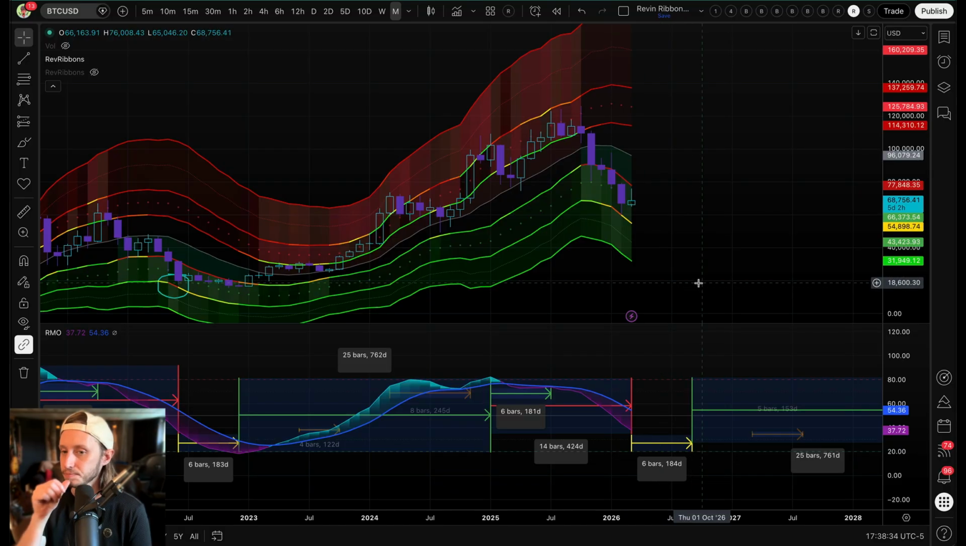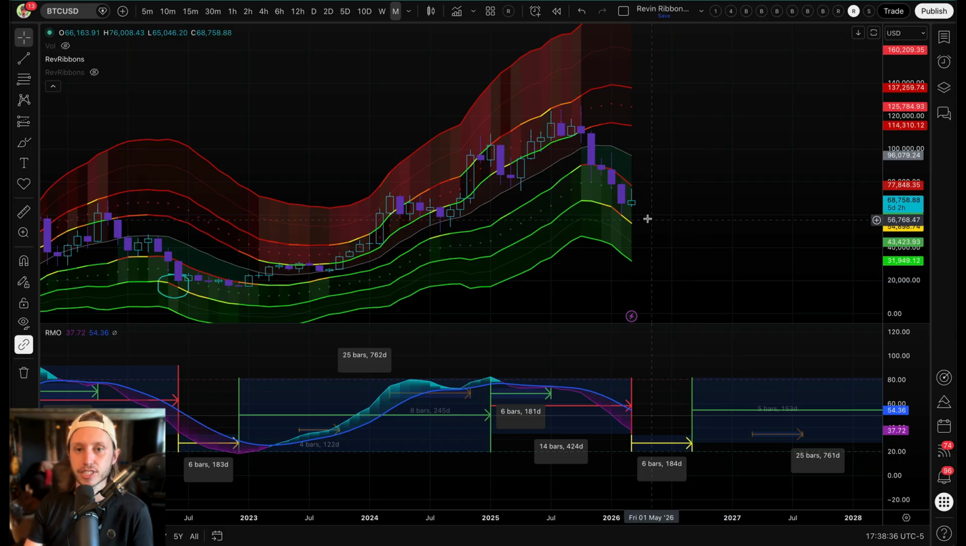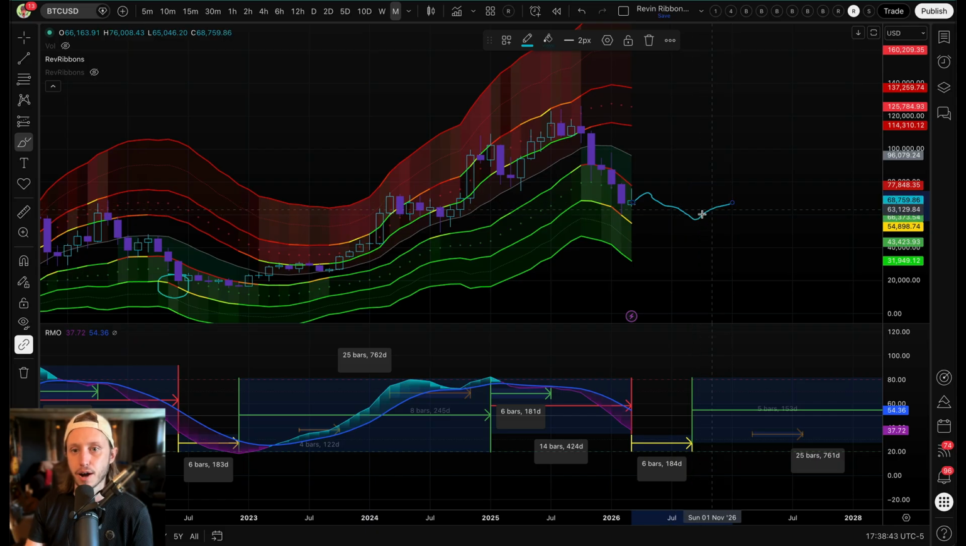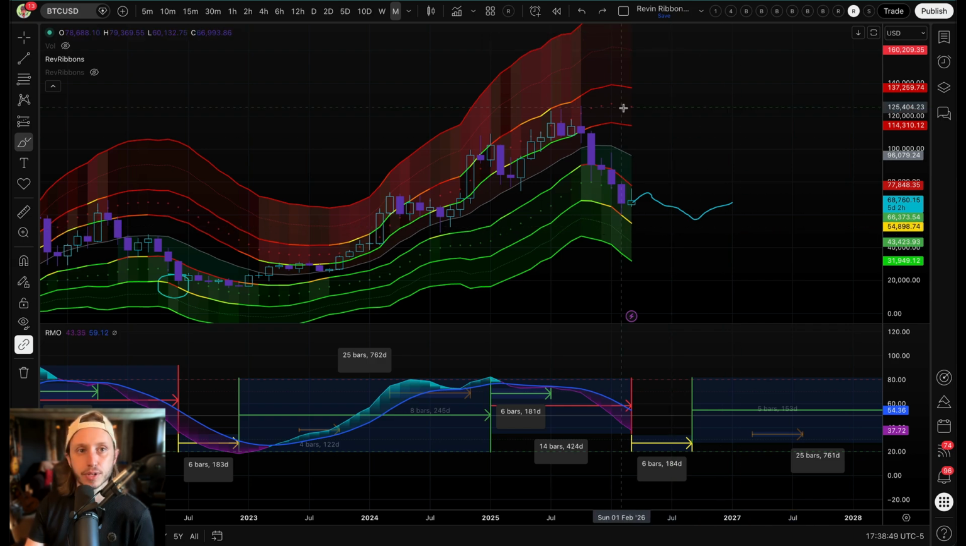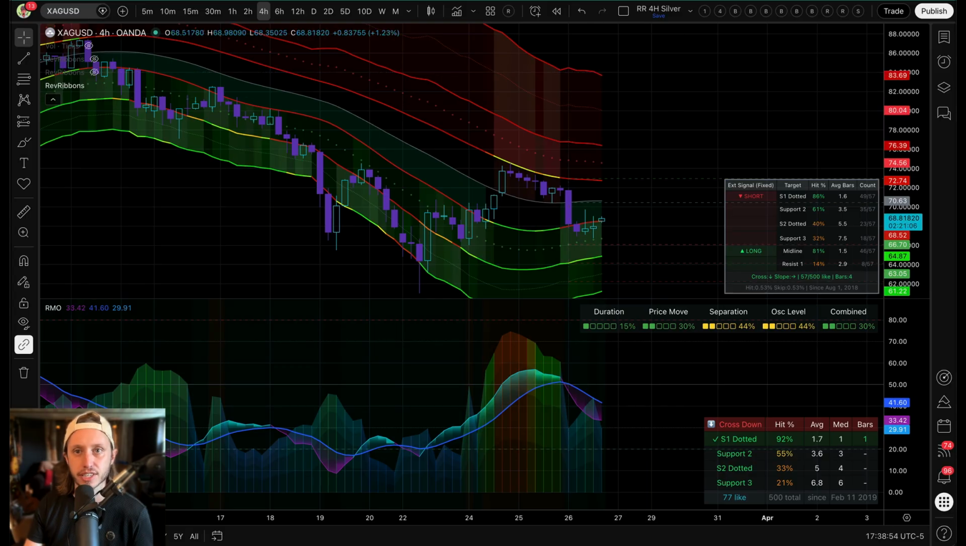September to October is generally what I'm looking at for sideways, maybe a little bit down, and then we'll probably see our bottom put in. I'm expecting somewhere around 50K at the lowest, but we will see what happens when it gets there. So let's look at a couple other things, and then we'll wrap it up here.